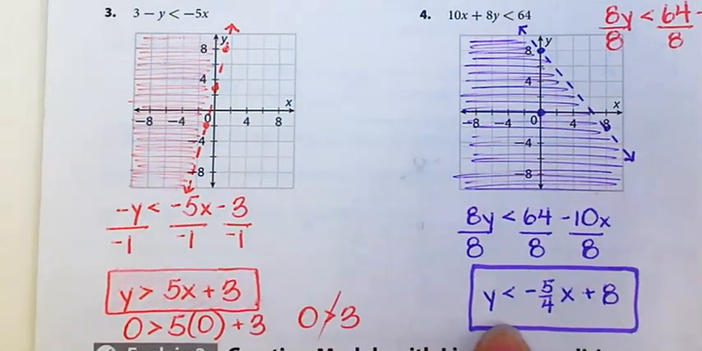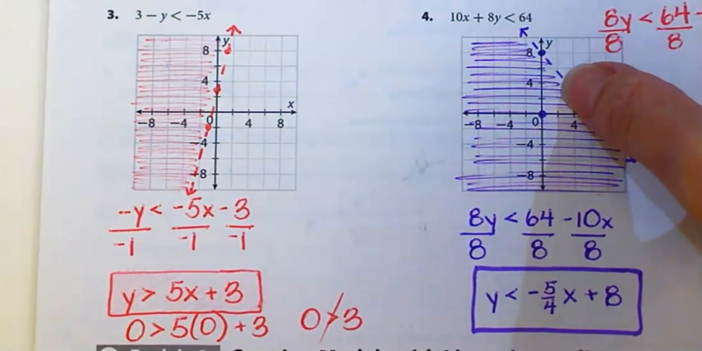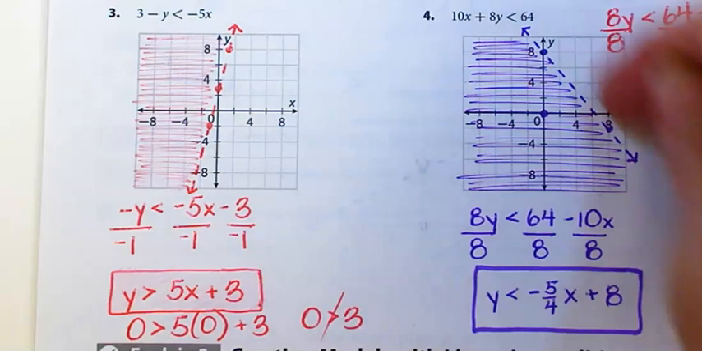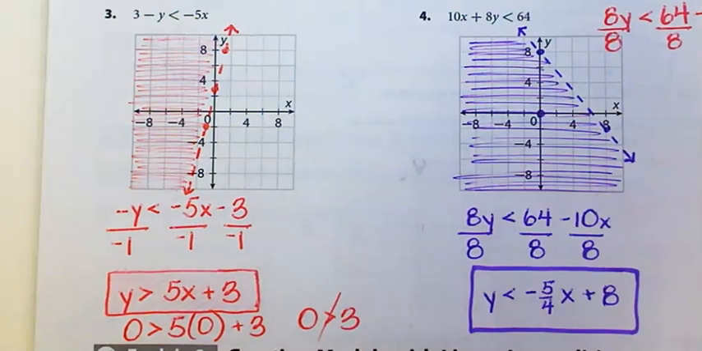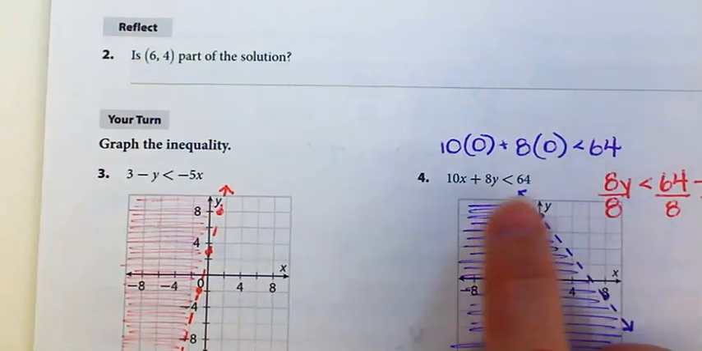Rearrange so that you have a slope and a y-intercept. Y is less than negative 5/4 x plus 8. So you start with your y-intercept, and you're going to go down 5 and over 4, down 5 and over 4. Draw your line. It needs to be a dashed line because it's just a less than. And then pick your point. I like 0, 0, like I said.